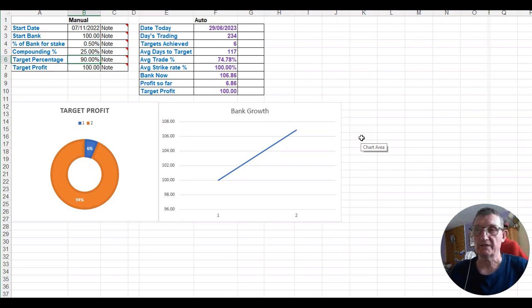Now, I'm obviously going to be looking at the screen, not the video camera. So excuse me if I'm looking over that way and not at you, but I will try to remember to turn back and look at you from time to time. But please look at the screen of the spreadsheet and we'll go from there.